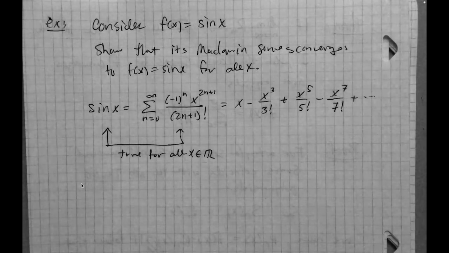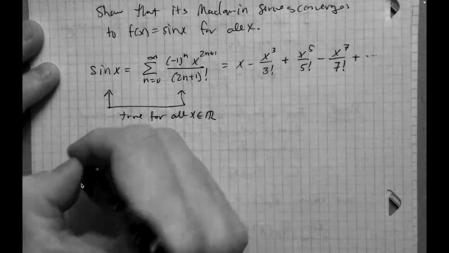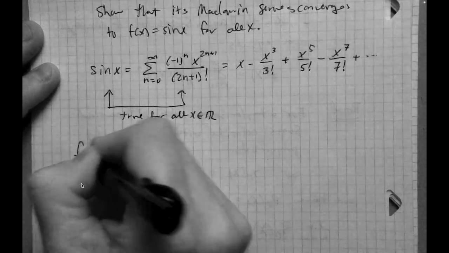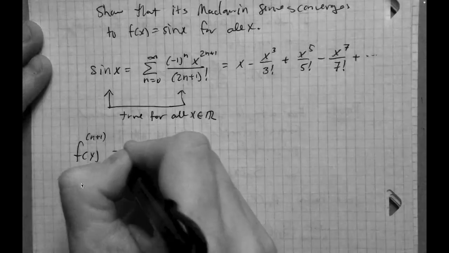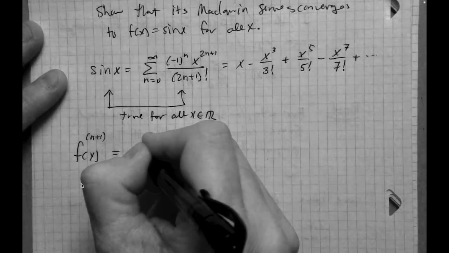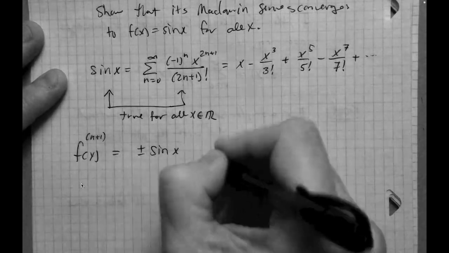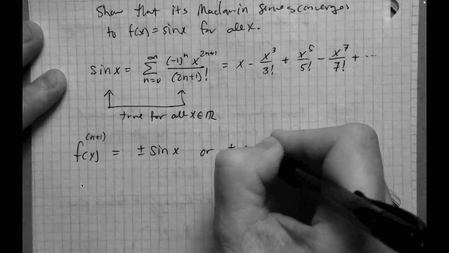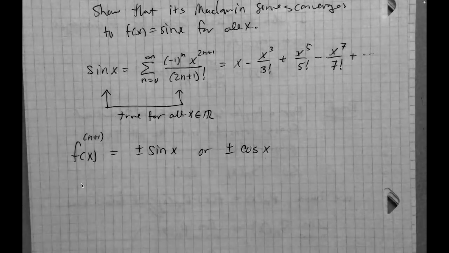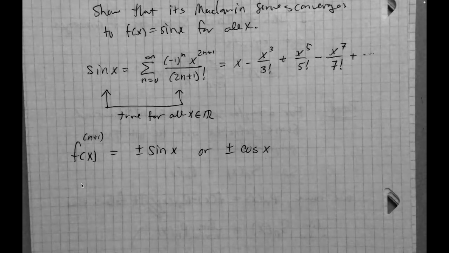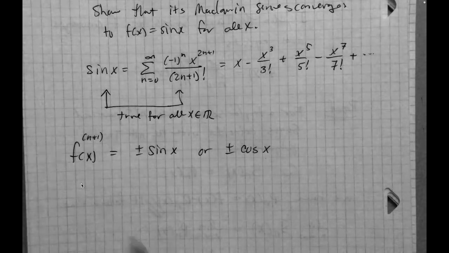Okay. So what do we do? Where do we start? Well, we can start in a number of places, but I think the best place to start is to say that f of x, what's the n plus 1 derivative of f of x? Well, it's going to be equal to plus or minus sine of x or plus or minus cos x. That much we know, there's no question.